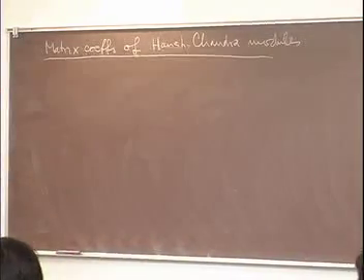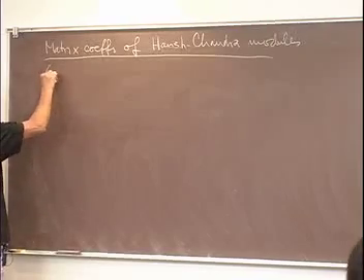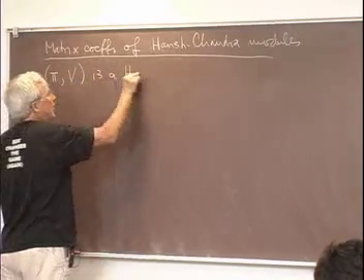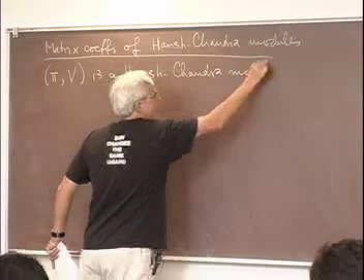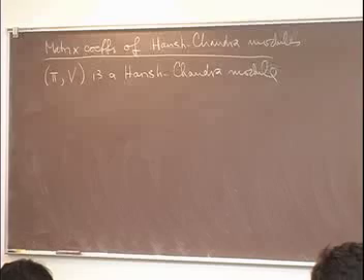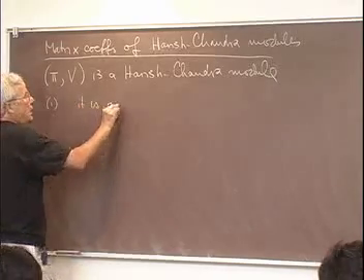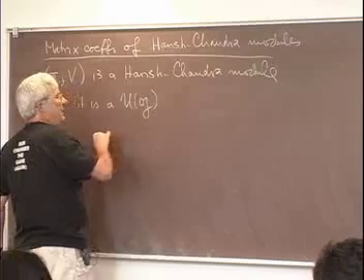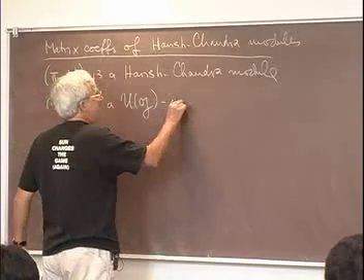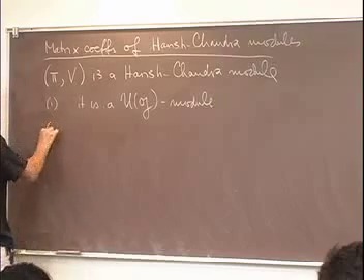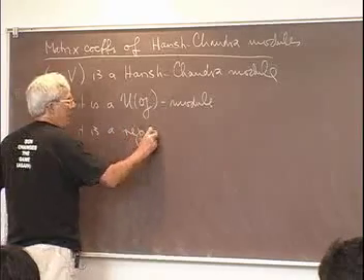So let me remind you of the definition of Harishchandra modules. So (pi, V) is a Harishchandra module, and V is a linear space, pi will be the label of our action, if first it is a module of the enveloping algebra of the complexified Lie algebra of our group. Second statement is that it is a representation of K.